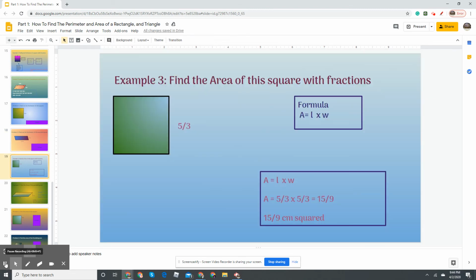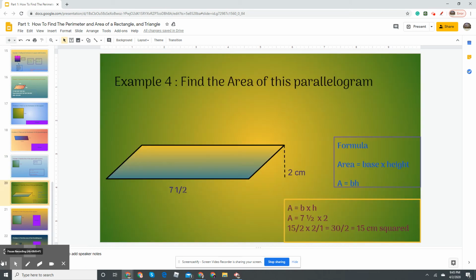Let's move on to area now. Example number 3 is the area of a square with fractions. So basically the area is length times width. So area equals 5/3 times 5/3, which equals 25/9 centimeters squared. Example number 4 is find the area of this parallelogram.